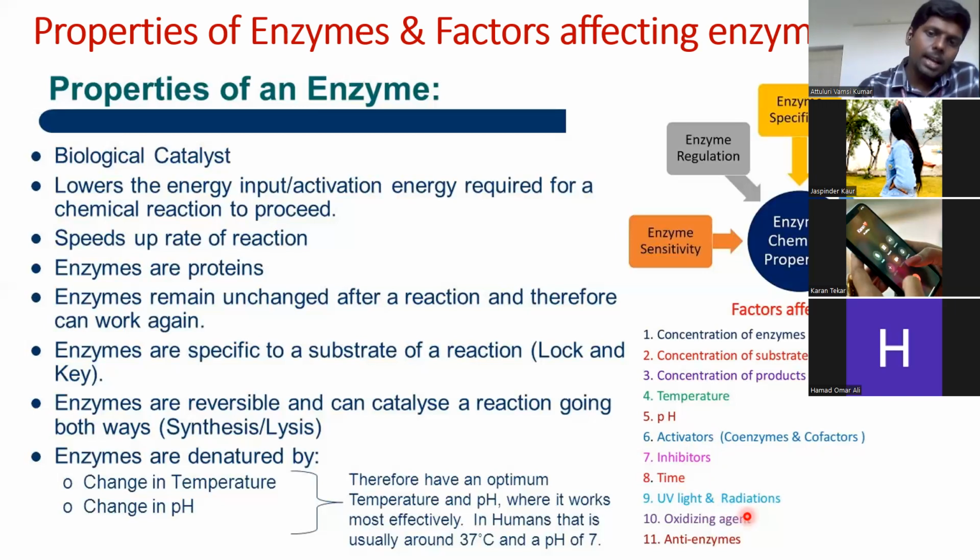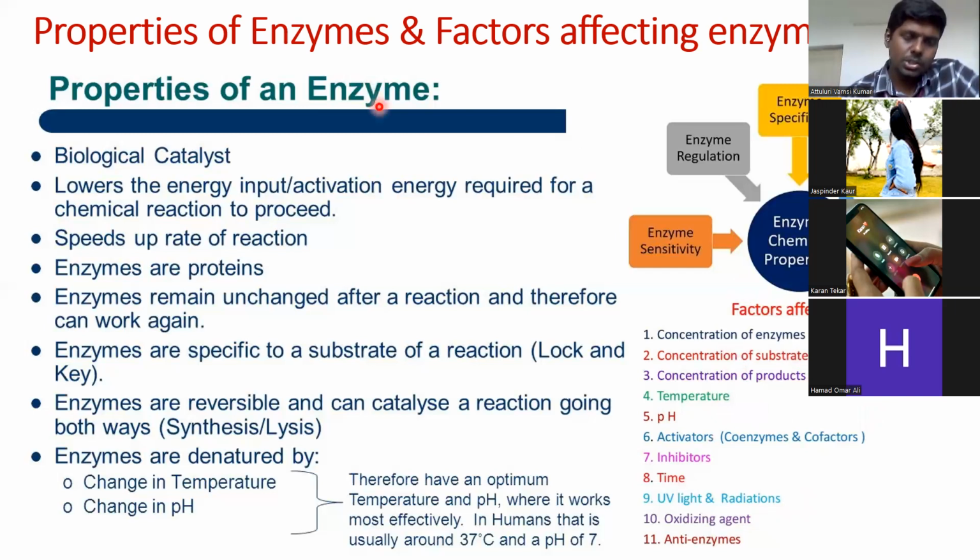Then UV and light radiations. Obviously, UV light will destroy the enzymes, and the proteins will get denatured and they will destroy the enzymatic activity. So UV light and radiation will destroy the enzymatic activity, and also oxidizing reagents and anti-enzymes. These are certain factors that affect the normal activity of the enzymes. So these are the factors affecting the enzymes.